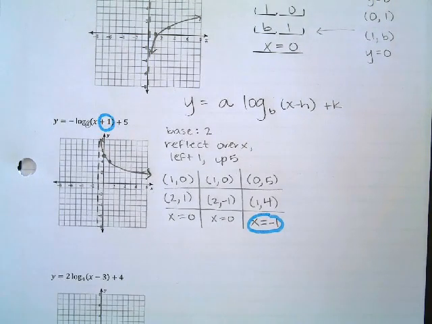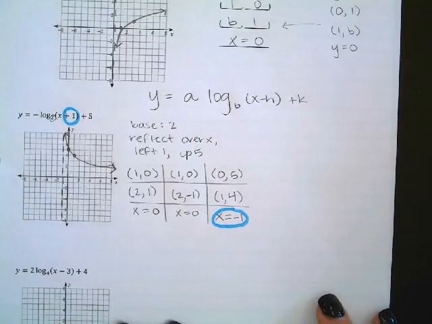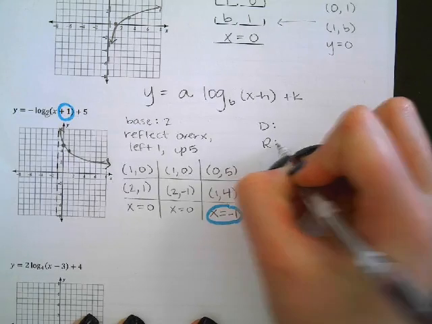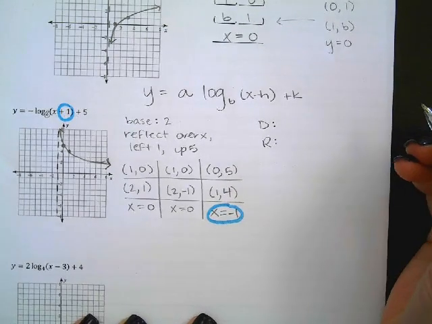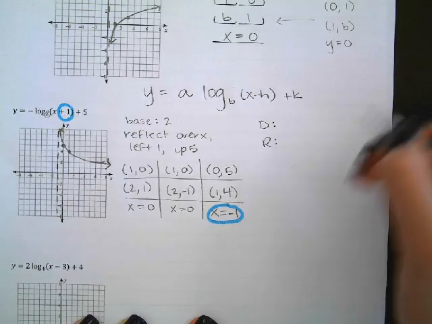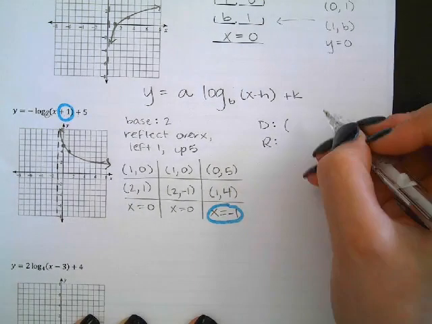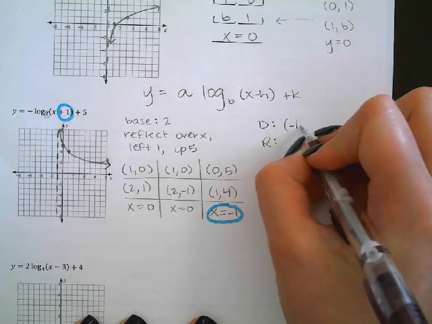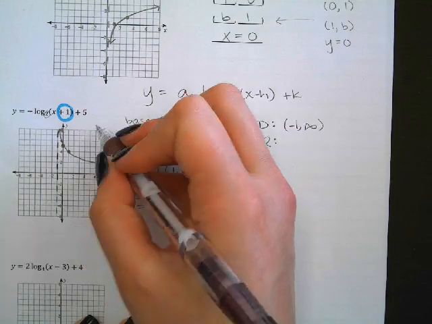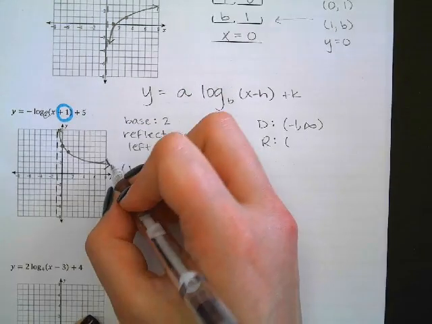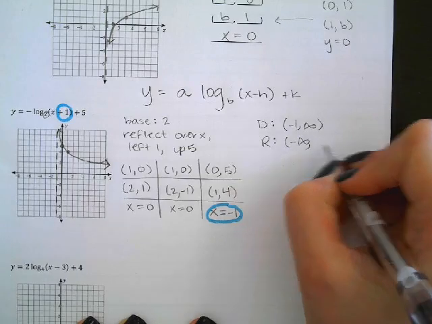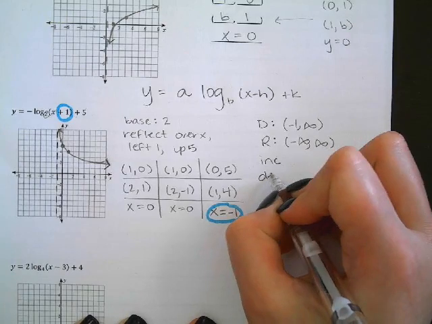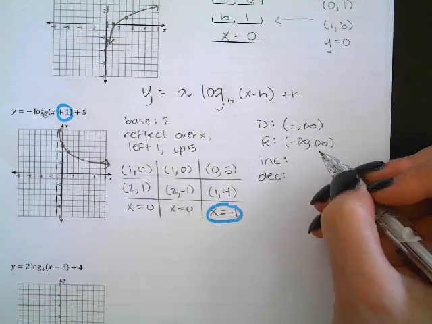Okay, and then we have all the normal things that we're going to find, right? So I'm going to look for my domain and range. So domain is how far left does the graph go, range is how far up and down does the graph go. So left and right, we're going to say from negative 1, that's where it stops, to positive infinity. The range is up and down, and so it goes down forever and it goes up forever, so negative infinity to positive infinity.